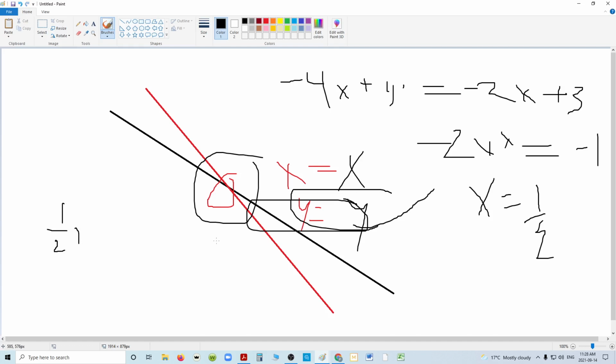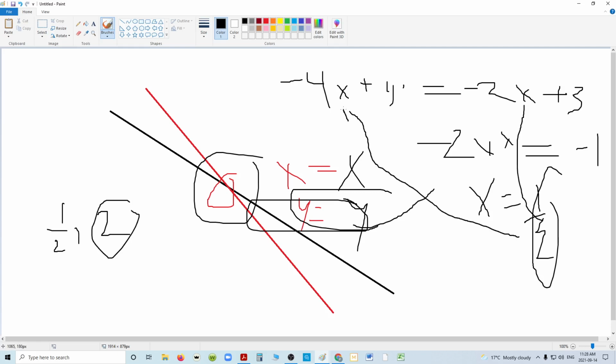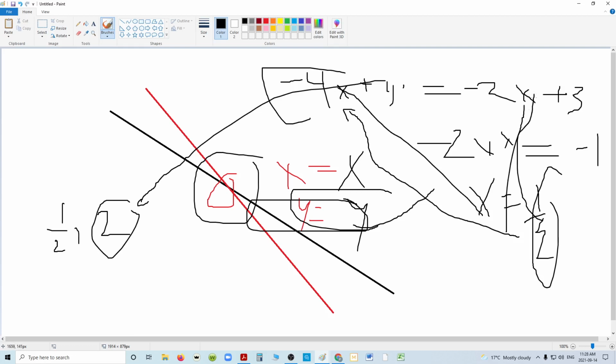To figure out where they meet on y, I would then take this 1/2 x and put it in here. Minus 2 times 1 over 2 is minus 1, plus 3 is 2. So they meet here, and interestingly, if I plug it into this formula, I'll get the same result. Minus 4 times 1/2 is minus 2, plus 4 is 2. So it doesn't matter which formula I plug it into, I will discover the y. And now I have the x and the y where they meet.